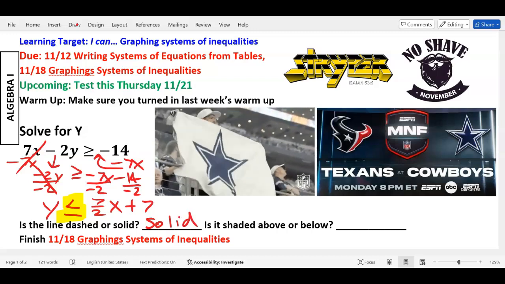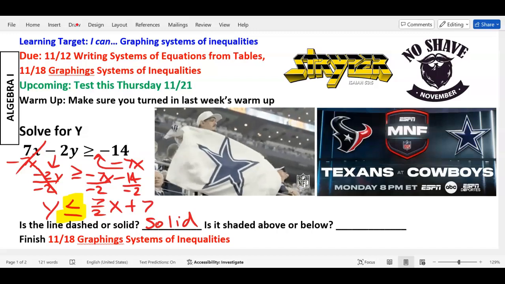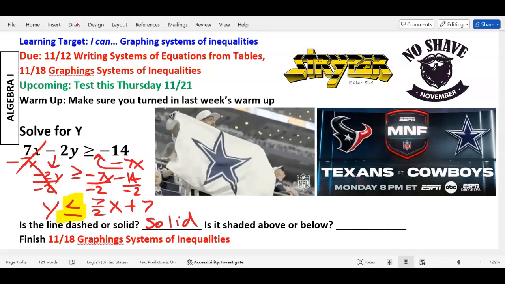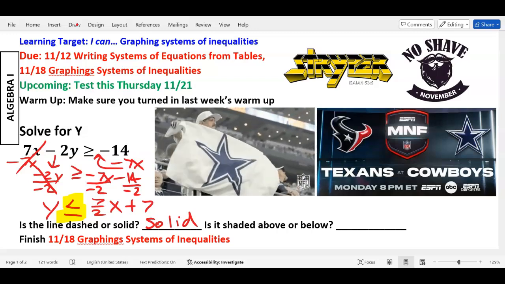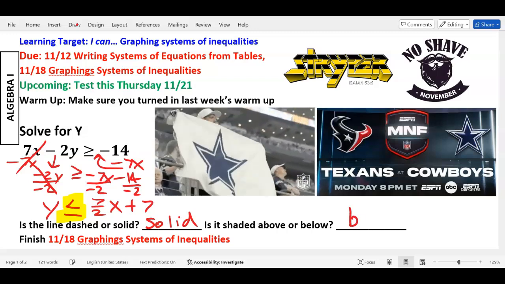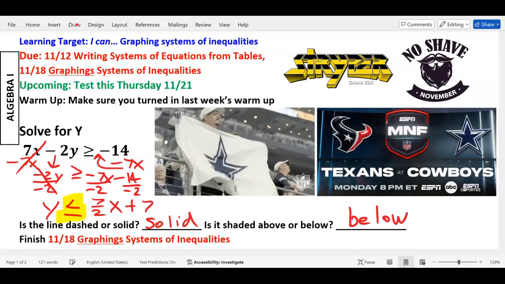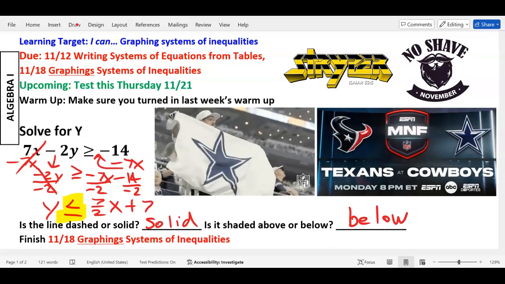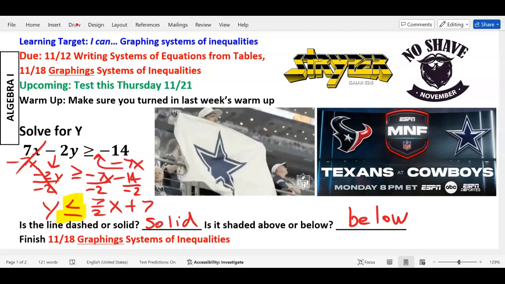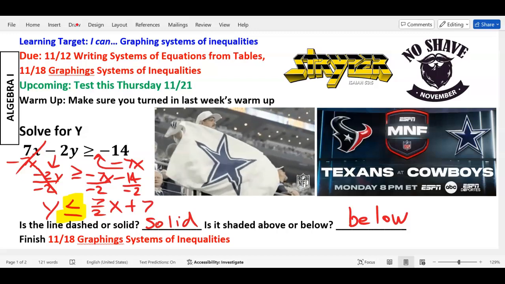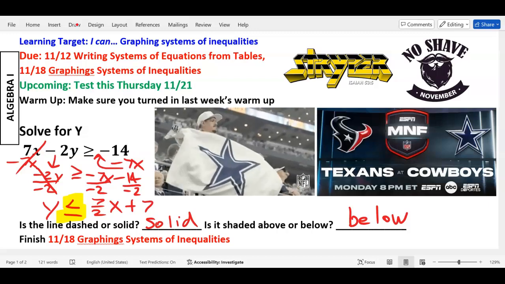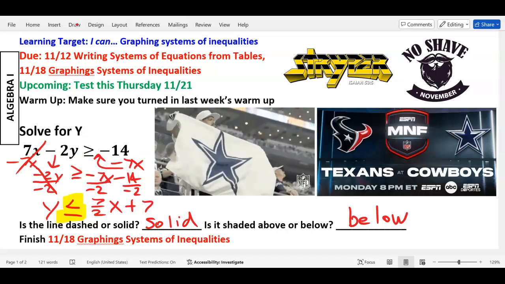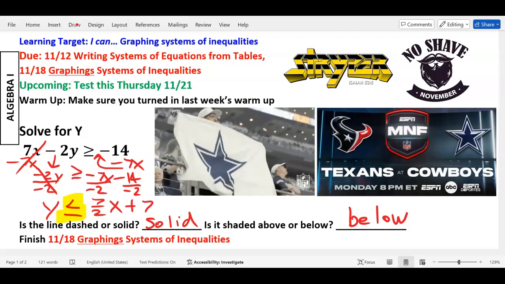Then, is it shaded above or below? Is that a less than or greater than? That is called a less than, kind of looks like an L. So that means it's going to be below. Less means below. Okay? I know the original one looked like it would be greater than, but since we divided by a negative, we had to flip it. And then it became less than. So greater than turned to less than.